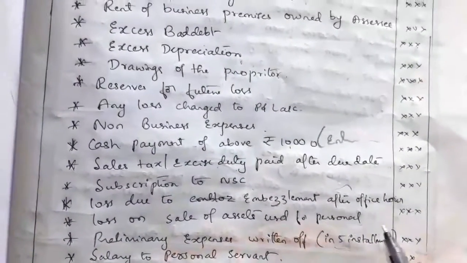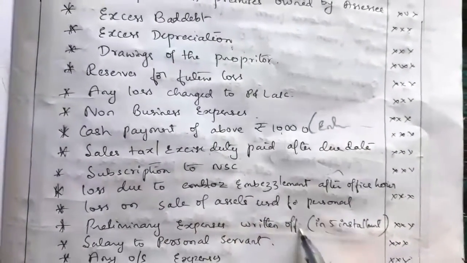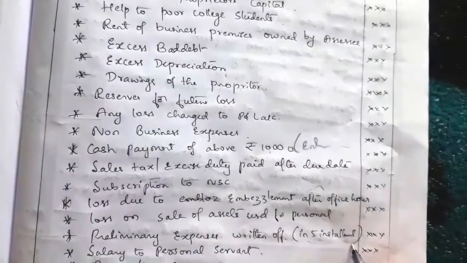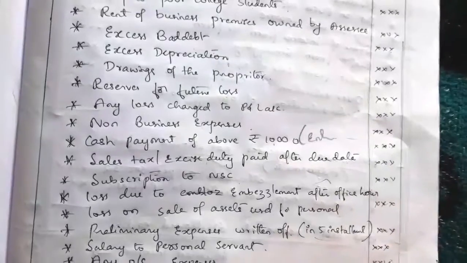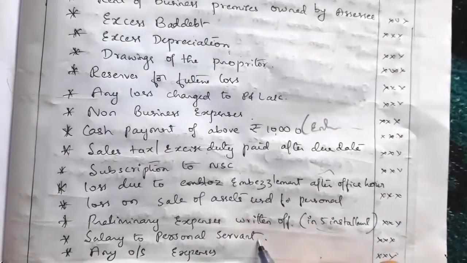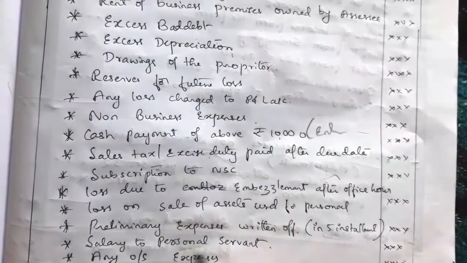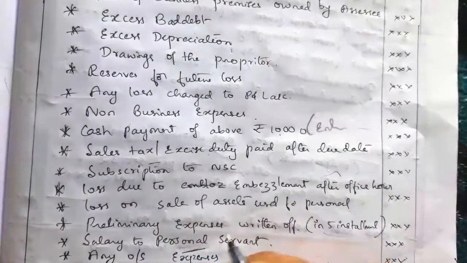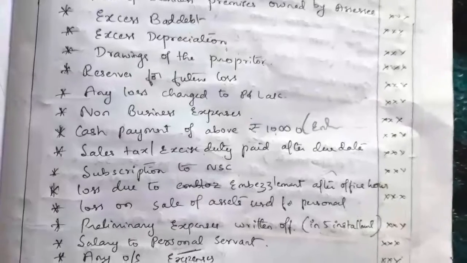Loss on sale of asset is disallowed. Then preliminary expenses written off are allowed only in 5 installments, so the remaining is disallowed. Salary to a personal servant is disallowed. If it is an office servant, it is allowed.